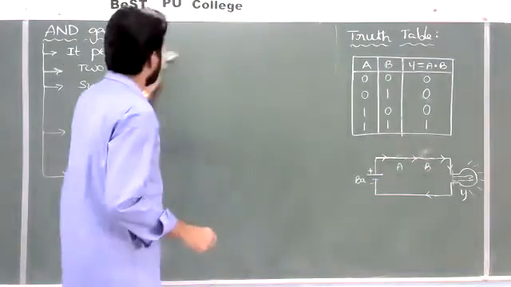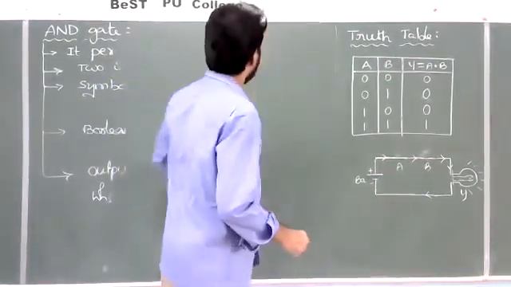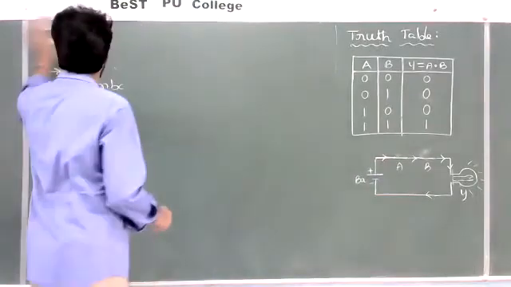Next logic gate, OR gate. So this one, AND gate, completed. Next about the OR gate, OR logic gate.